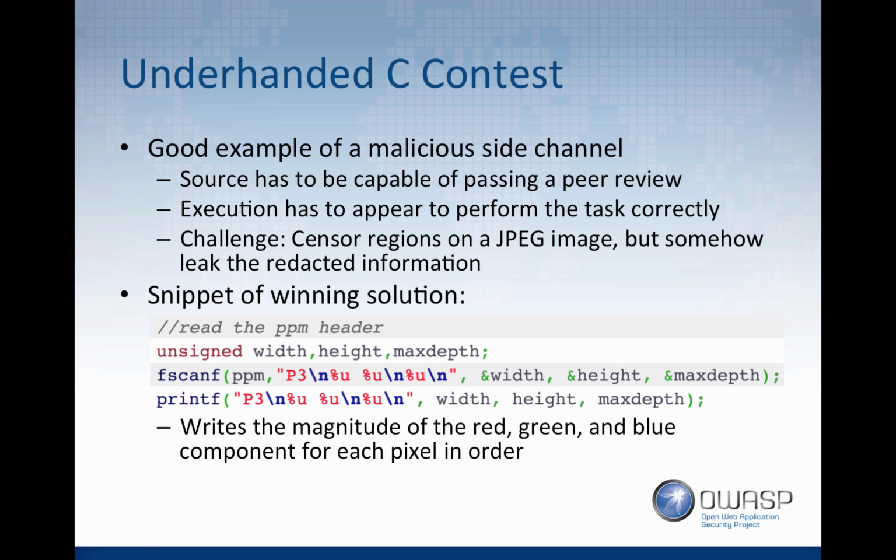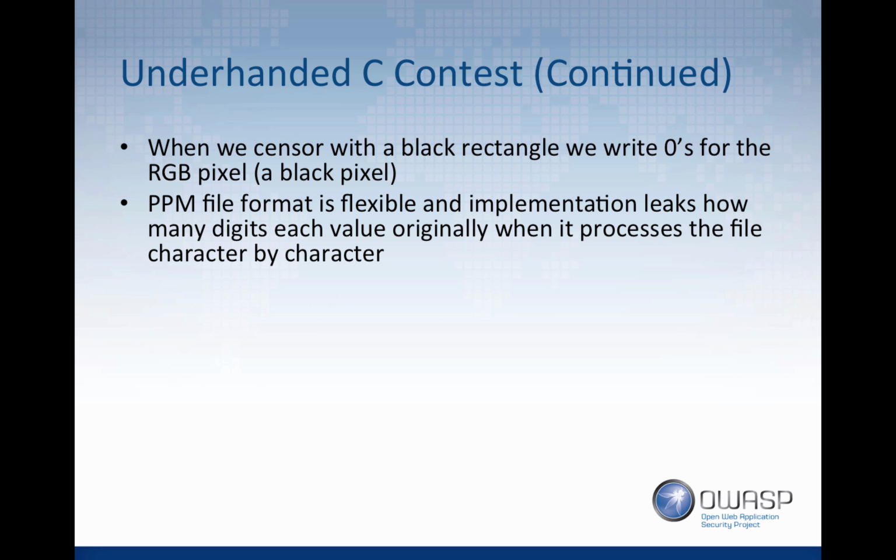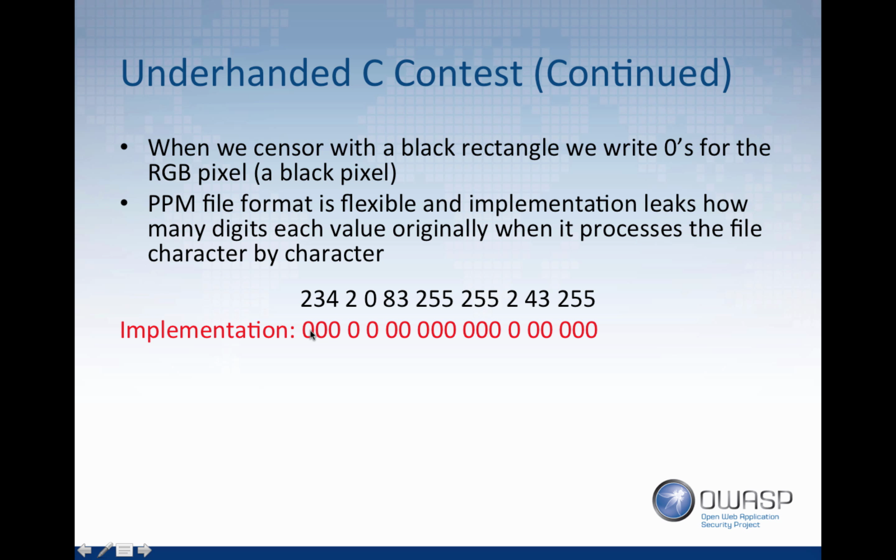The way that they're doing it here is they're writing it character by character. So if you meant to write something like red, green, blue, then red, green, blue, red, green, blue, the implementation actually writes it out like this, but a correct implementation would write it out like this. The value for the red would be 0, the value for green would be 0, and the value for blue would be 0. But you can see the implementation is actually writing out something for each character of the original file. So what's happening is you're leaking something about the size of the value that used to be there.